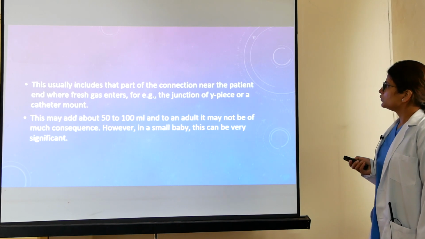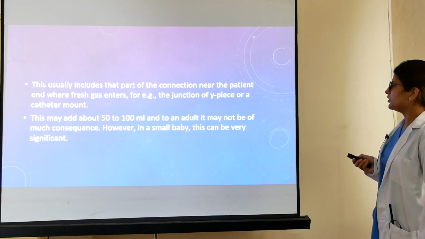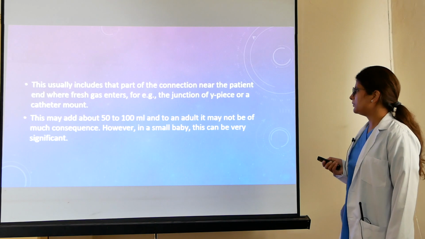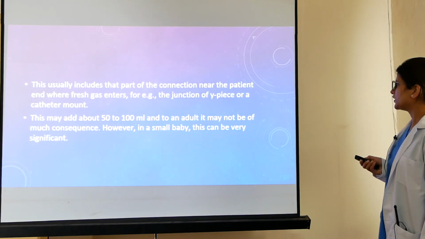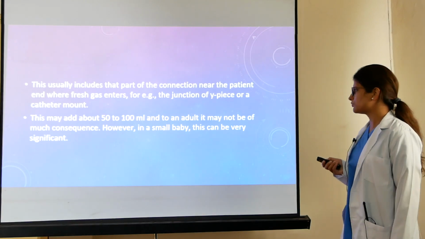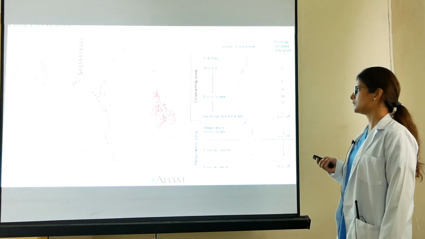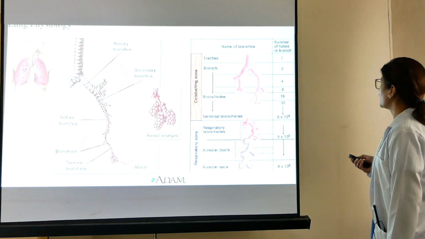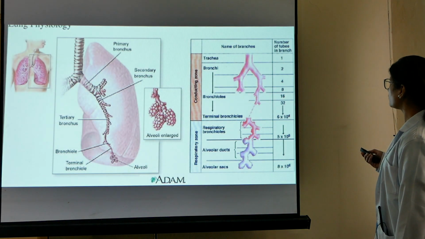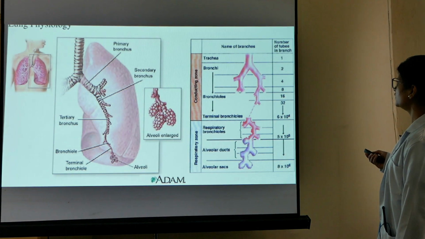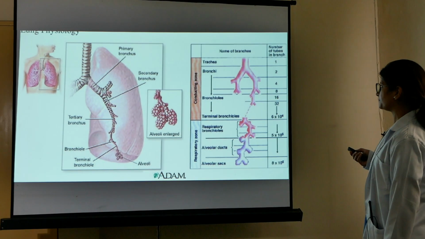This usually includes the connection near the patient end where fresh gas enters, for example the junction of the Y-piece or catheter mount. This may add about 50 to 100 ml, and in an adult it may not be of much consequence. However, in a small baby this can be very significant. So this is a diagram showing the dead space up to the terminal bronchioles, the conducting zone. This is the anatomical dead space.